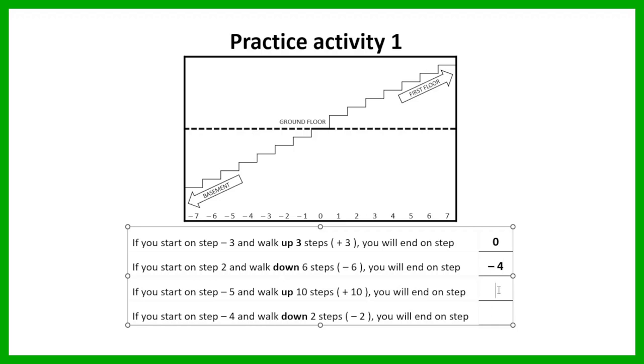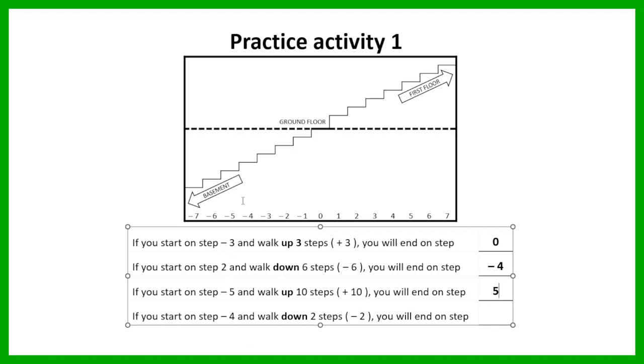Then the next one, if you start on step -5, that's this one over here, it's five steps below zero or the ground floor, and you walk up 10 steps. We're going to go 1, 2, 3, 4, 5, 6, 7, 8, 9, 10. So you end up on step 5. So we started 5 steps below 0, and we end on 5 steps above 0. So there we went from -5, +10.